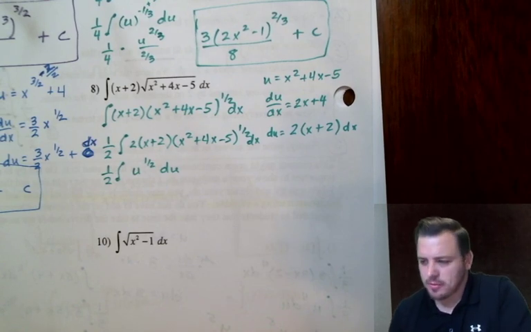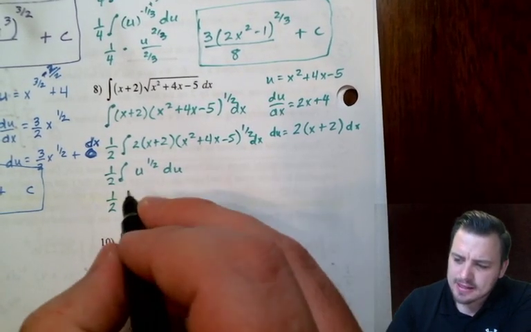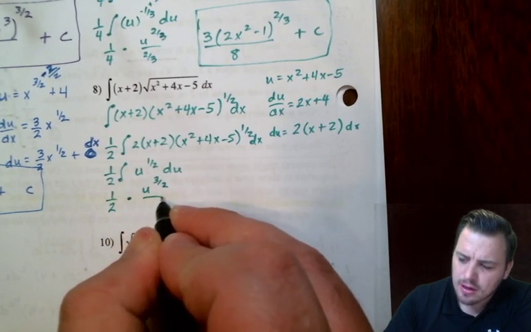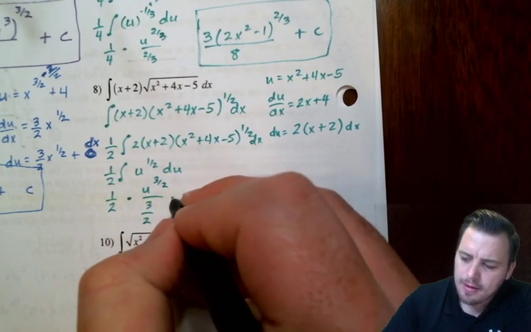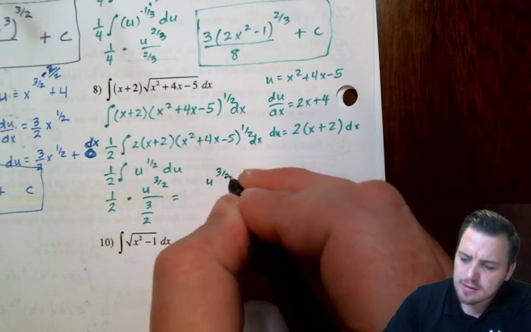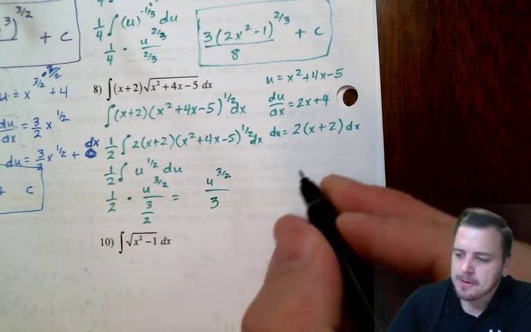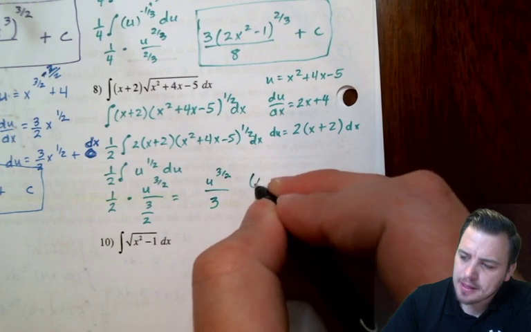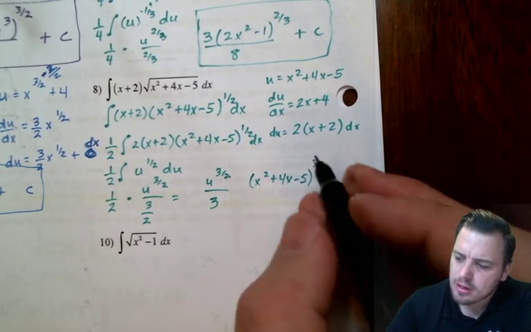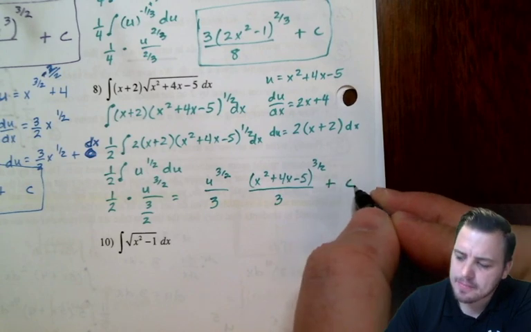All right, guys, so from there, I'm just going to say 1/2, and then times u to the, add 1 to that exponent, 3/2 over 3/2. That would take me to u to the 3/2 over 2 times 3 is 6. 6 divided by 2 is 3. I rewrite it with the u in terms of x: x squared plus 4x minus 5 to the 3/2 power all over 3. And then we just add C.